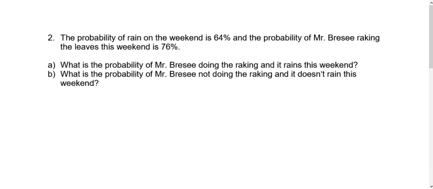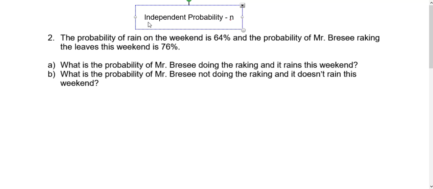All right. Probability of rain this weekend is 64%, and the probability of Mr. Brizzy raking the leaves this weekend is 76%. So that's what it is. My wife has told me to do it, therefore I must do it. Okay. So in this question here, this is independent probability. All right. So no given in question or answer.